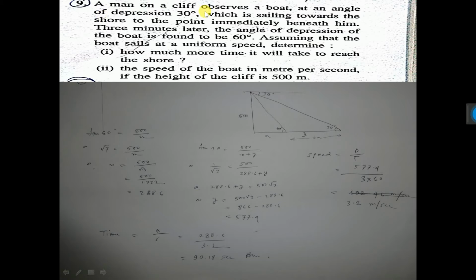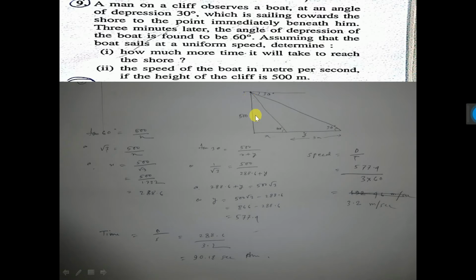A man on a cliff. So this is the cliff. Observes a boat at an angle of depression 30 degrees. So this is 30 degrees. So here is the man. Angle of depression is 30 degrees. So alternate angle will be 30 here, which is sailing towards the shore of the point immediately beneath him.